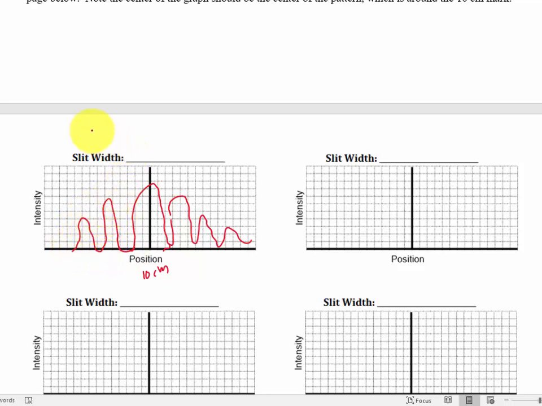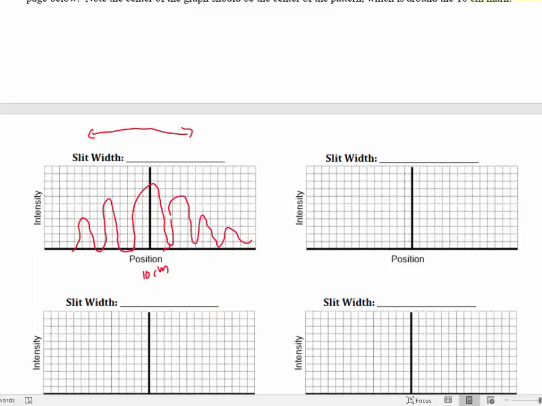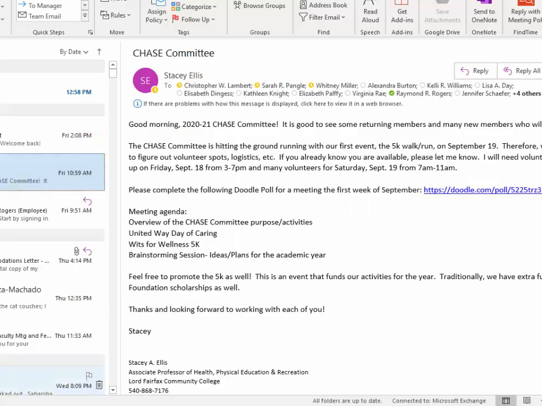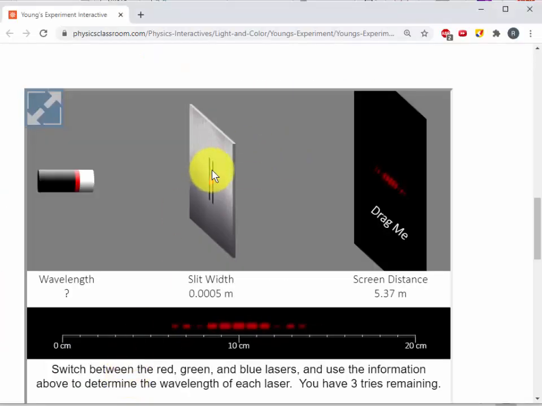What I'm really interested in is how much are these spaced out? So how spread are they? As you mess around with the separation, pay attention to how narrow or not narrow the pattern is.